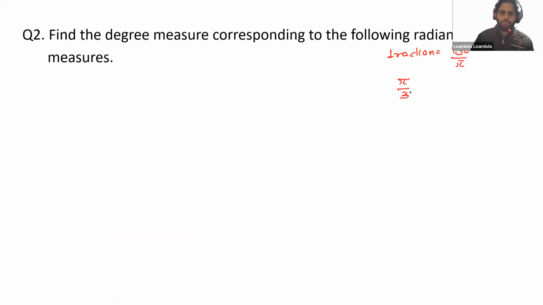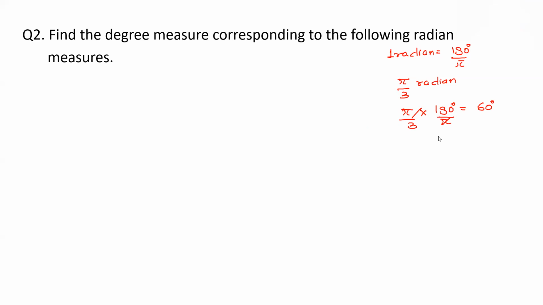So suppose we have pi by 3. This is in radian because I have not mentioned any sign here. So this means this is in radian. I need to convert this into degree. Then I will multiply this with 180 degree by pi. 1 radian is equal to this one. Pi by 3 radian is equal to what? I will multiply this pi by 3 with 180 degree by pi. So this pi cancels out. 180 by 3 will give you 60 degree. Is this correct? Yes, sir. Okay, Putvika, is this clear? Yes, sir. Okay, very good.